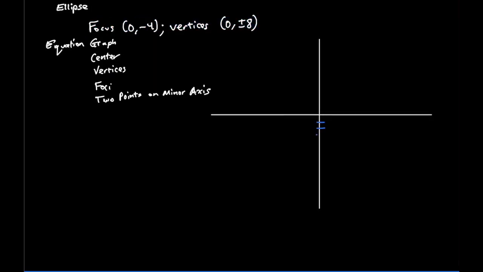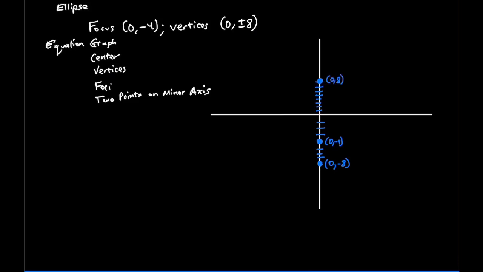We can start with the focus. So that would be here. Let's say this is 0, -4. And then the vertices go further. They give you both vertices here. One's at -8. So that would be just about here. And the other one would be up here.